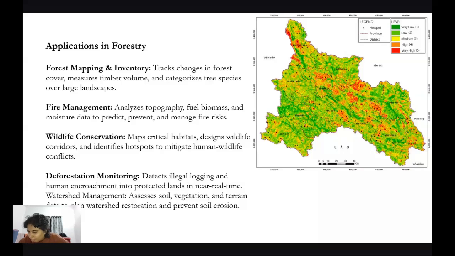Then next is deforestation monitoring. Forest fragmentation is always the predecessor of deforestation. Before deforestation happens, there happens one more event that we call forest fragmentation. What exactly is forest fragmentation? This is where, for example, here you will see this is a continuous forest.